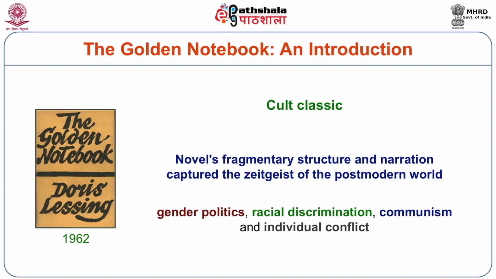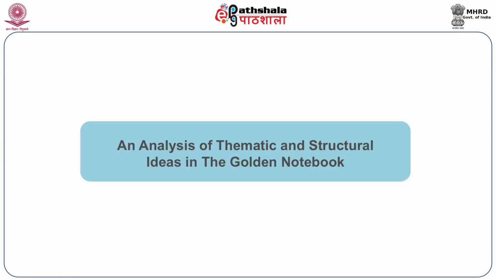Now, in this novel, Lessing tackles a whole range of issues which include gender politics, racial discrimination, communism, and individual conflict. These four issues are tackled in a very unique fashion. We get an indication of that from the very title of the book itself. We say that this is a novel, but then the title has this term notebook. So, are these notes? What kind of a book is this that we are reading? Let's try to look in some detail at that. We will look first at the themes and then the structure of this novel.